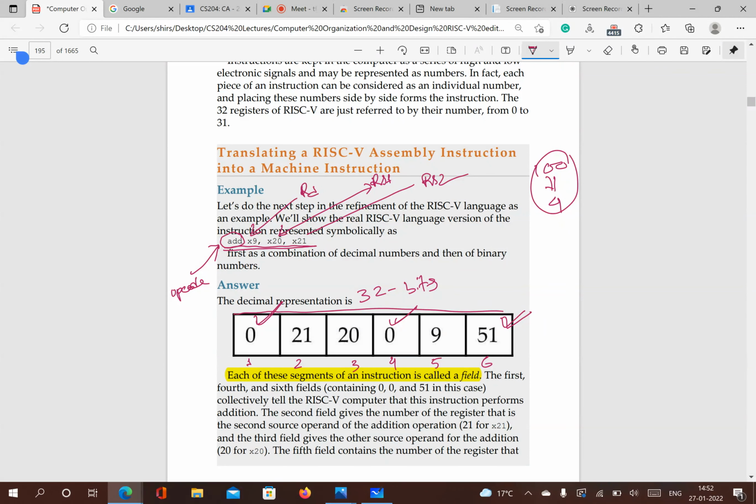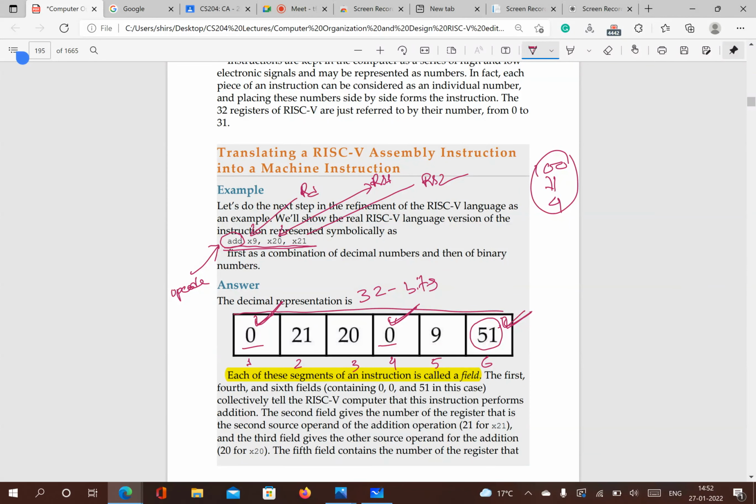Operand I have already explained, right? Here the add is called the opcode. So these three values I will jointly use to say that this is an add instruction. For this you have to store 51 here, and 0 0. When you write this instruction, first the computer will check what is in the first, fourth, and sixth fields. Based on this, it will decide that it's an add instruction.